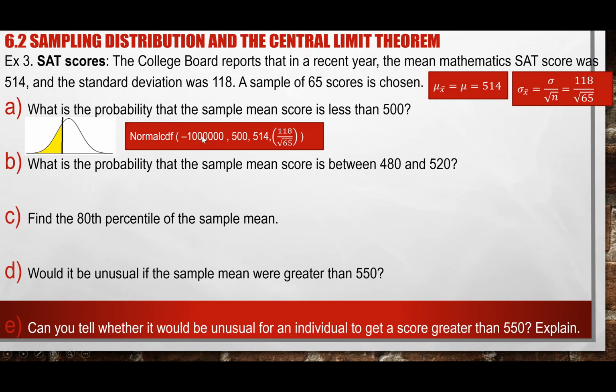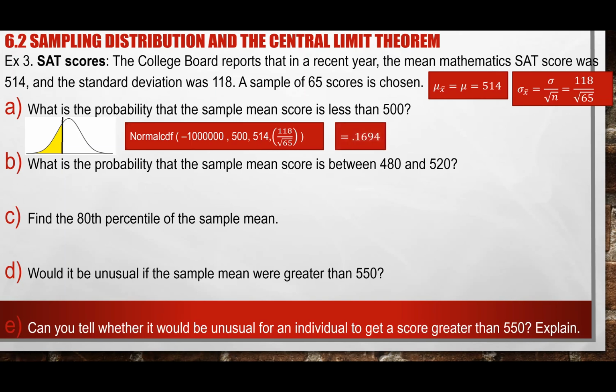Like I say, negative 1 million, negative 10 million doesn't make a difference. Negative 1 million go up to 500, which is my endpoint. My mean is 514. My standard deviation is 18 divided by square root of 64. Once I have this, I plug it into my calculator, and the calculator tells me that is roughly 17%, right?